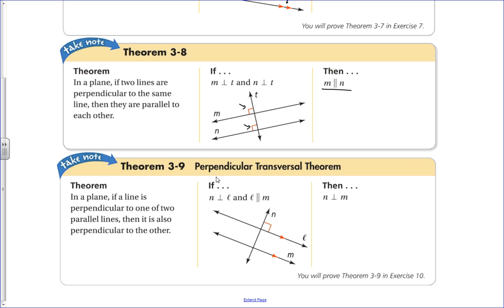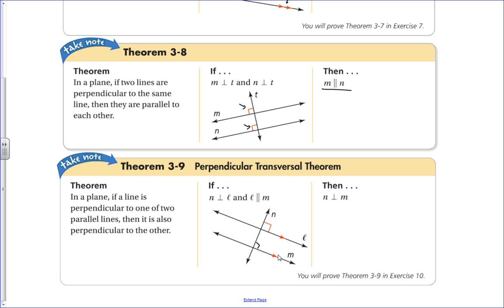Now this last one is your perpendicular transversal theorem. Basically, it goes along some of the same lines as this one. It says, in a plane, if a line is perpendicular to one of two parallel lines, then it is also perpendicular to the other. So here it says, if N is perpendicular to line L, and L and M are parallel, then N and M are also perpendicular.